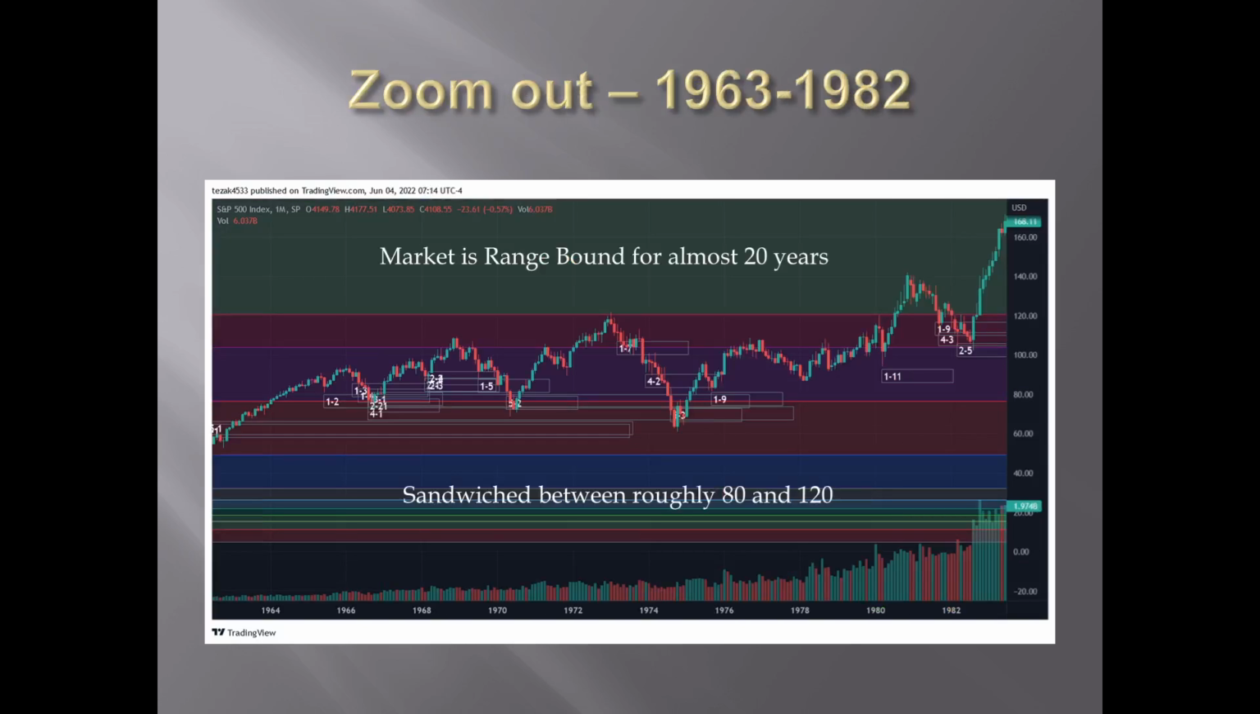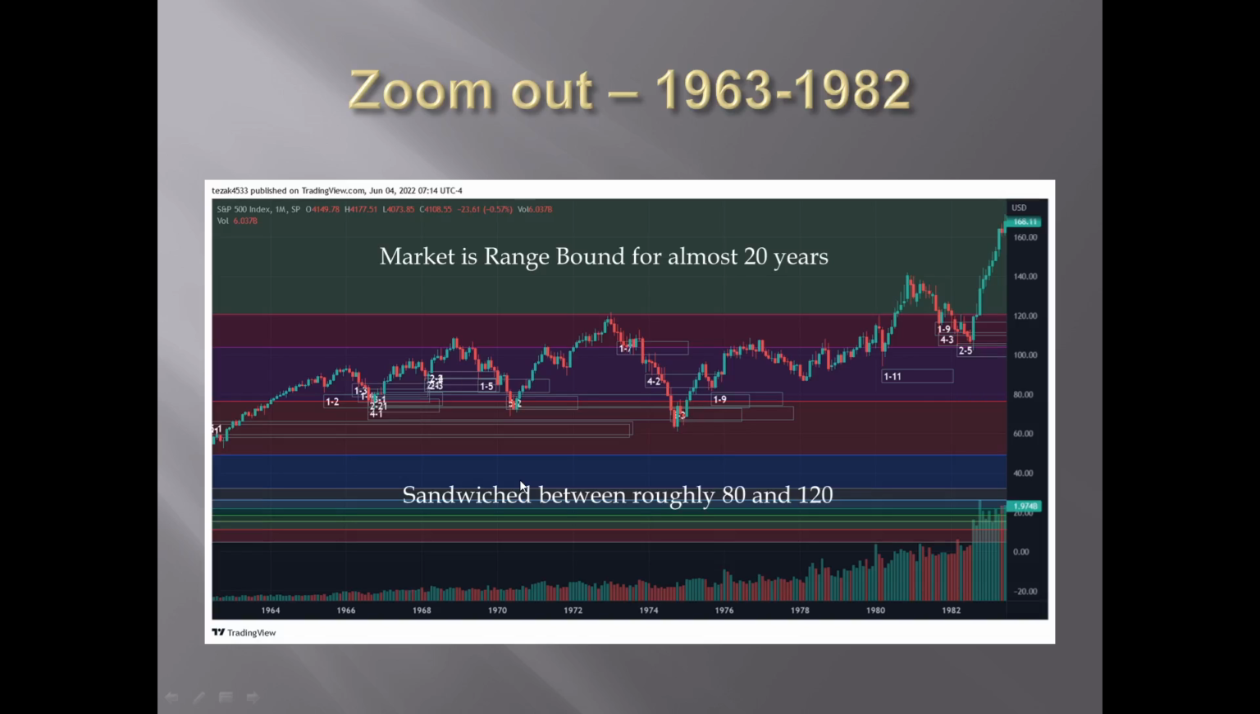Okay, I want to zoom out and look at this whole range between 1963 and 1982. You can see you're pretty range bound between 80 and 120 this whole time. A lot of stuff happened that kind of kept it in this range. It's kind of an interesting time period.